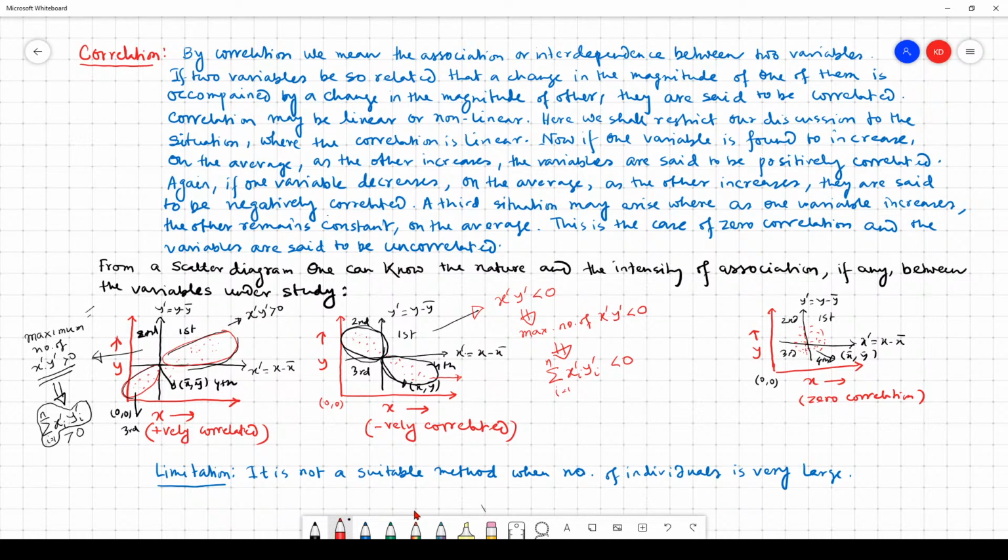And similarly, for zero correlation, since all are evenly distributed, we can expect that for zero correlation, this sum of xi dash yi dash should be equal to 0. So clear? Do you agree with my arguments?